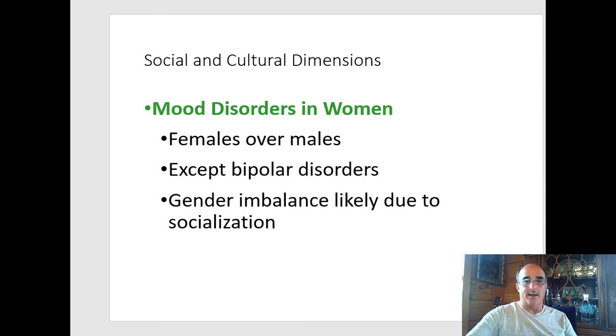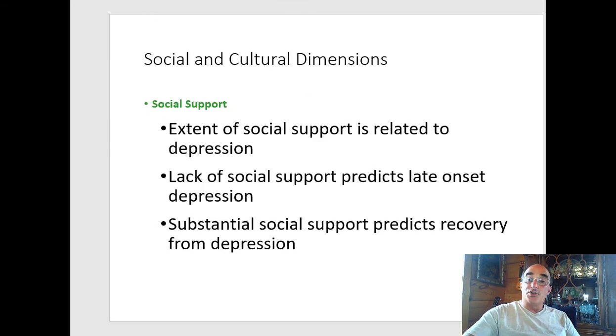And these ideas of talking about feelings have to do with how we were socialized. Social support is really important. The extent of the social support that somebody has is related to depression. So lack of social support predicts late onset of depression, and substantial social support predicts recovery from depression. So what we know from this, in terms of providing an intervention for people who have depression, is that we have a lot of positive outcomes when individuals have good social supports.